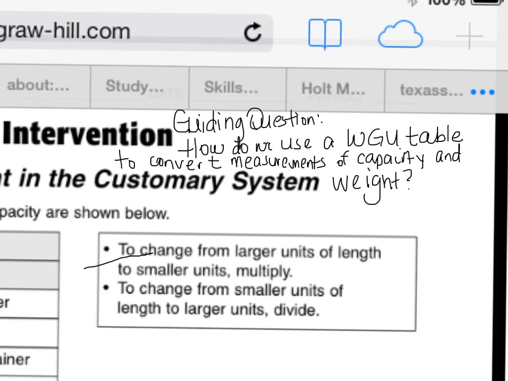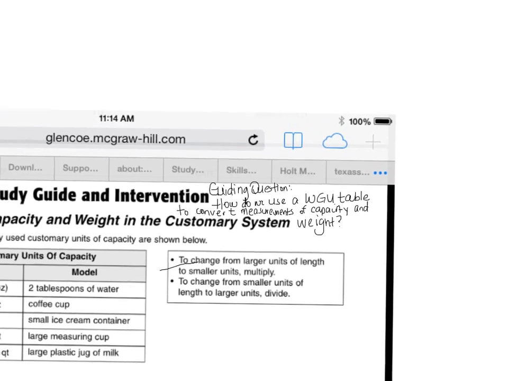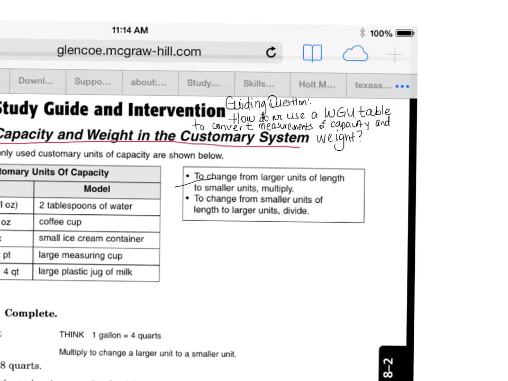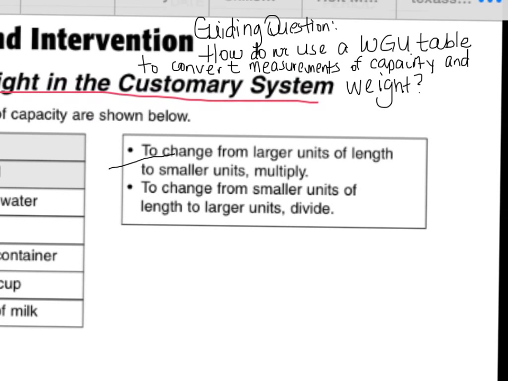Okay, this is video 8.2, capacity and weight in the customary system. This is the title, 8.2, and the guiding question that we are focusing on is, how do we use a WGU table to convert measurements of capacity and weight?